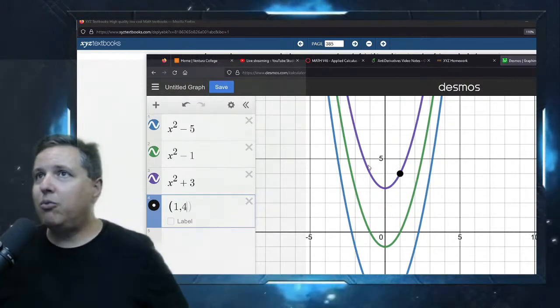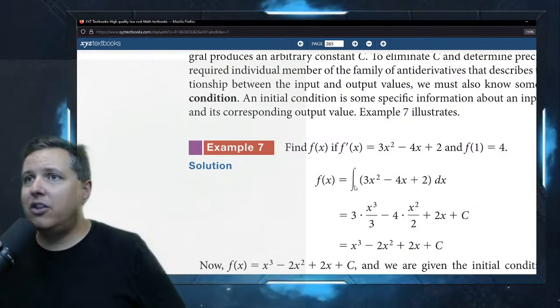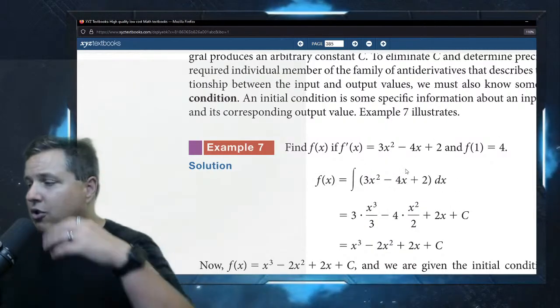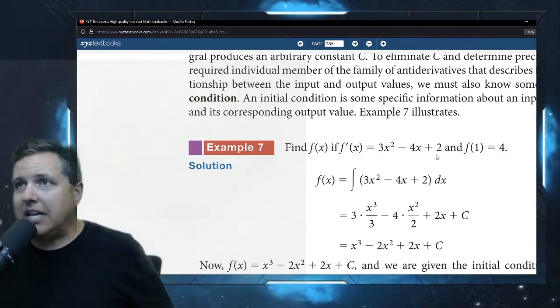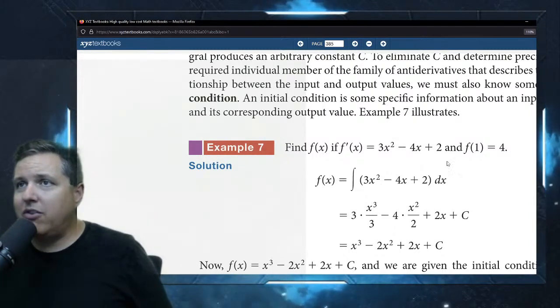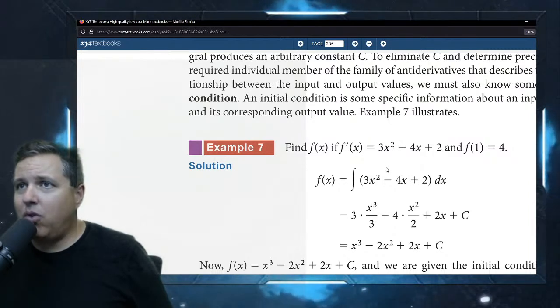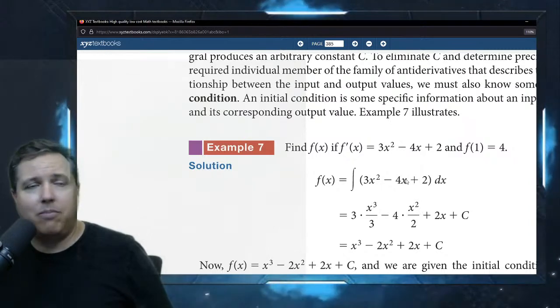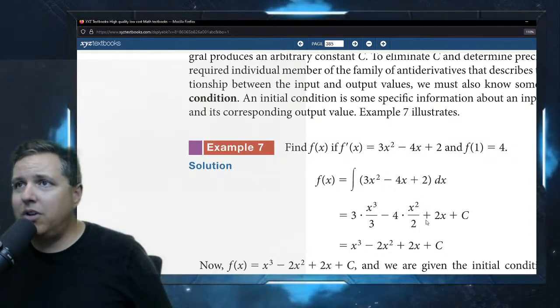Well, that's basically what the problem is that we're looking at. They're telling you to find the antiderivative, so you find the family of antiderivatives. That's what they're doing here. They're reverse engineering the derivative, working backwards, right? Increase the exponent by 1, divide by that new number. Here, increase the exponent by 1, divide by that new number. Here, increase the exponent by 1, so it becomes x to the 1. And then we end up with the plus c.